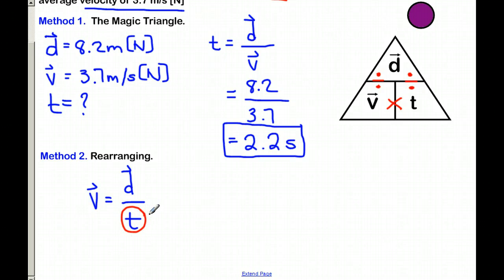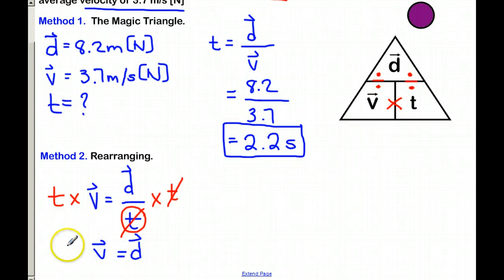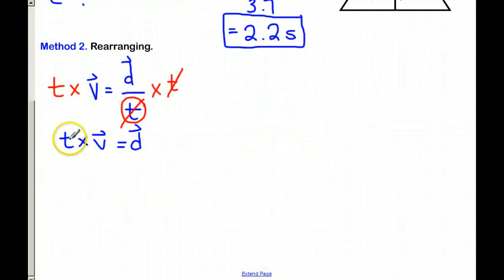So we're going to use opposite operations in order to get this variable by itself on one side of the equation. Because it's being divided on this side, you perform the opposite operation to get it to the other side, or up as a numerator. So if we multiply, which is the opposite of dividing, both sides by t, because whatever you do to one side you have to do to the other. This t cancels this t out, and you write what you're left with. So you're left with displacement still equals velocity times time.